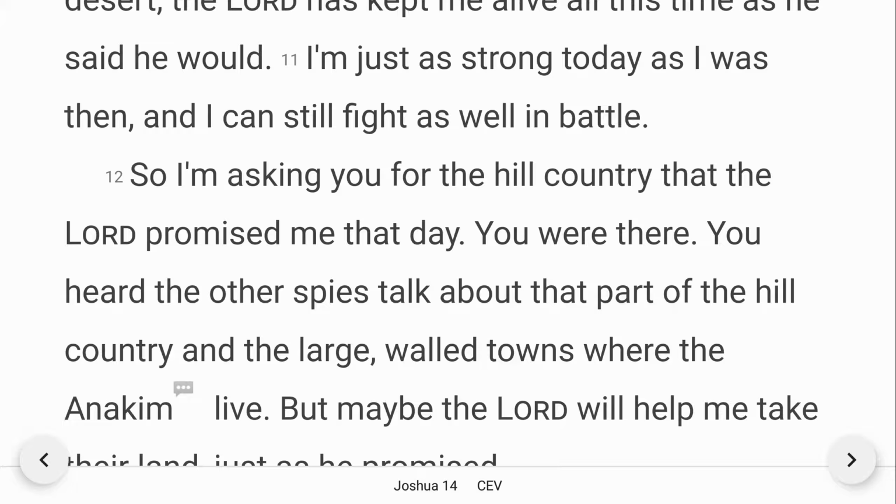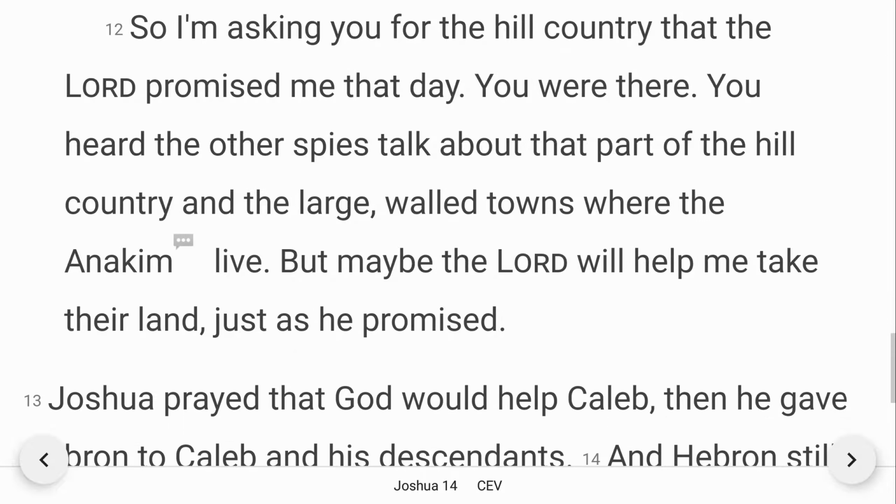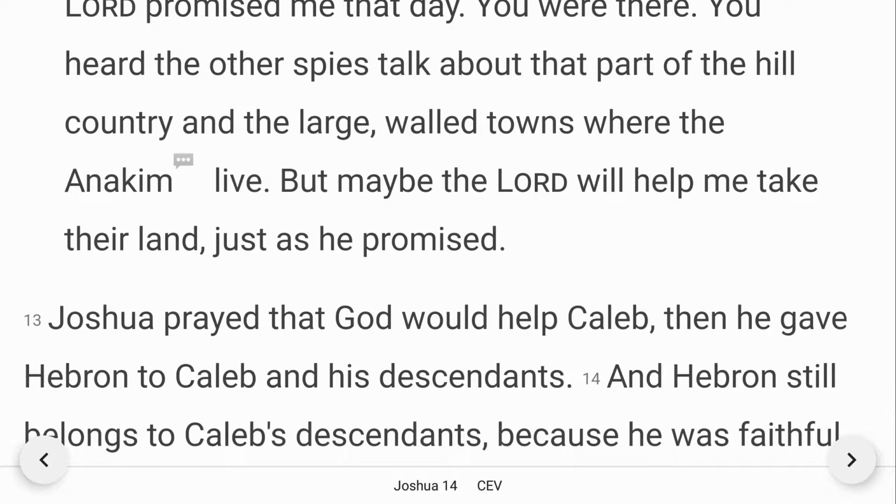You were there. You heard the other spies talk about the power of the hill country and the large walled towns where the Anakim live. But maybe the Lord will help me take their land, just as he promised.